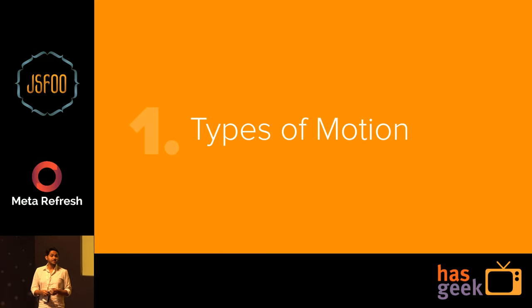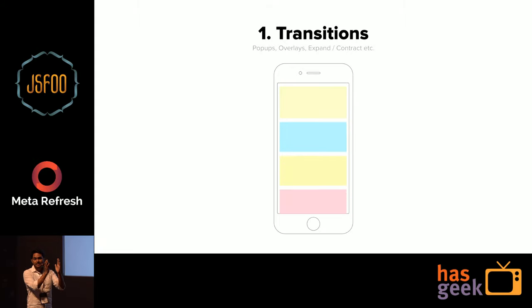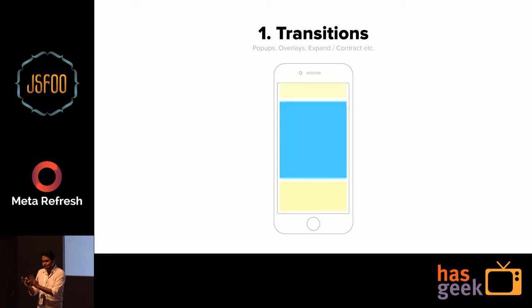So that brings me to the next section, the types of motion. I did a lot of research on the internet before preparing for this talk. There were lots of different types which I found, but finally I thought I could categorize them into four different types of motion. First is transition. The word says it all. So when there is an initial state and when there is a final state, what happens in between is called transition.